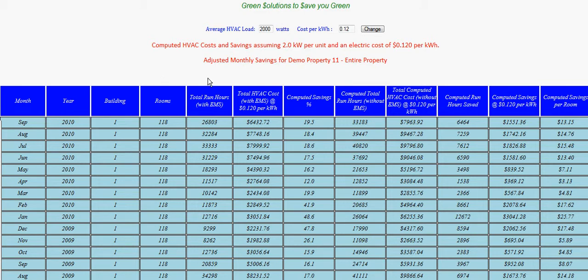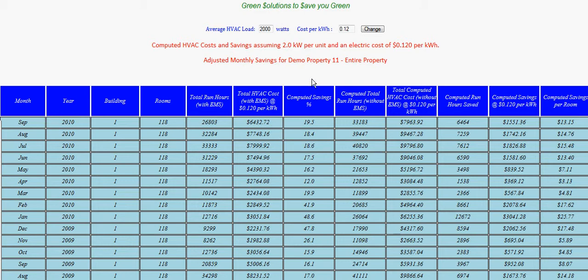The fifth column is the total measured number of hours that the HVAC units in those rooms in this report, in this case 118 rooms, ran for the entire month. And based on your selection of cost per kilowatt hour at the top of the report, what the electricity would have cost for that particular month for those 118 rooms.